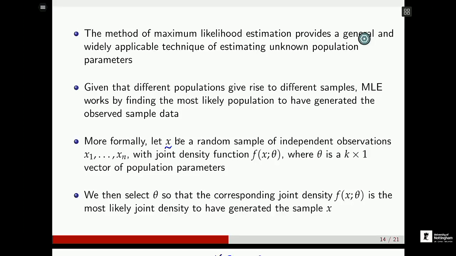Okay, so you have to assume a form for the joint density. So we're going to assume the data's come from a normal or from a t distribution or something like that, and then say I'm going to estimate the parameters of that distribution so as to make the population that's implied the most likely one to have given me the data that I've observed.